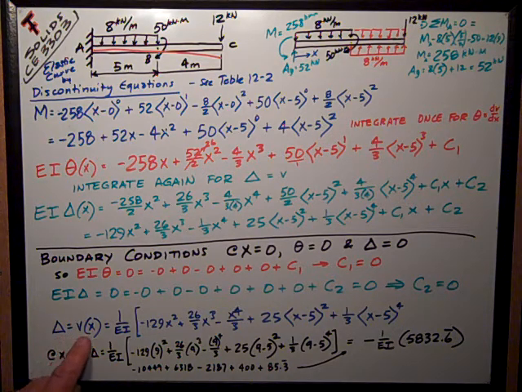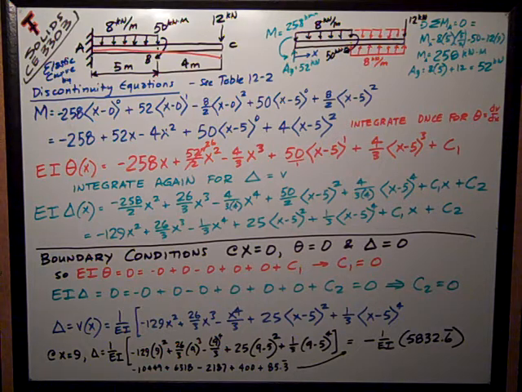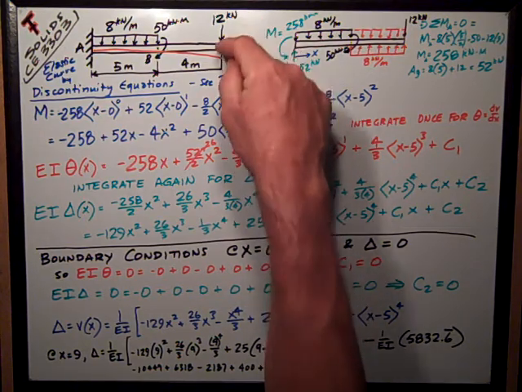Delta, or the deflection, or the elastic curve, is equal to 1 over EI times this expression, minus 129x squared plus 26/3 x cubed minus x to the fourth over 3 plus 25 x minus 5 squared in brackets plus 1/3 x minus 5 in brackets to the fourth power. Okay, the book didn't do this, but I just want to see what I get for the deflection out at the end of the cantilever, this value right here.